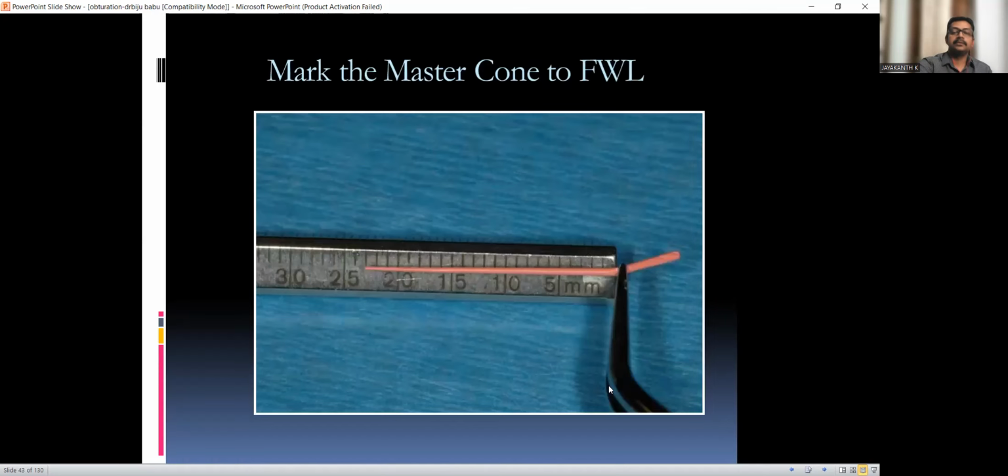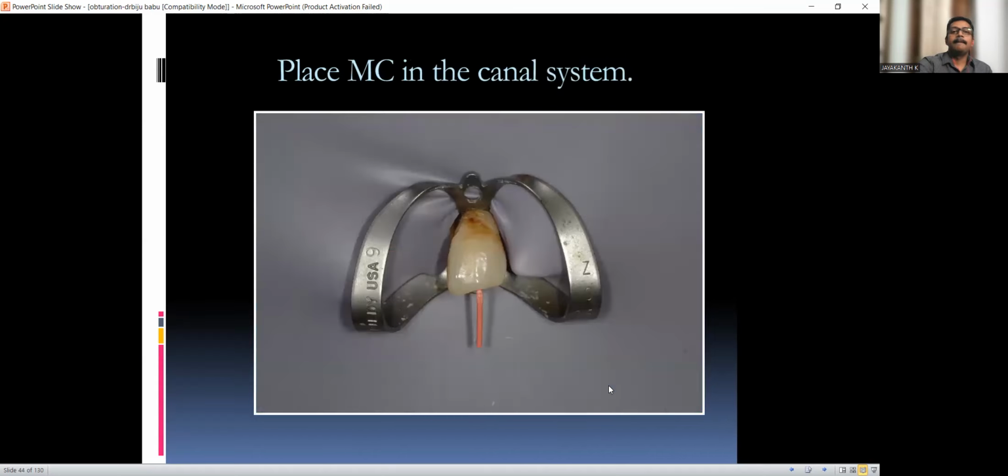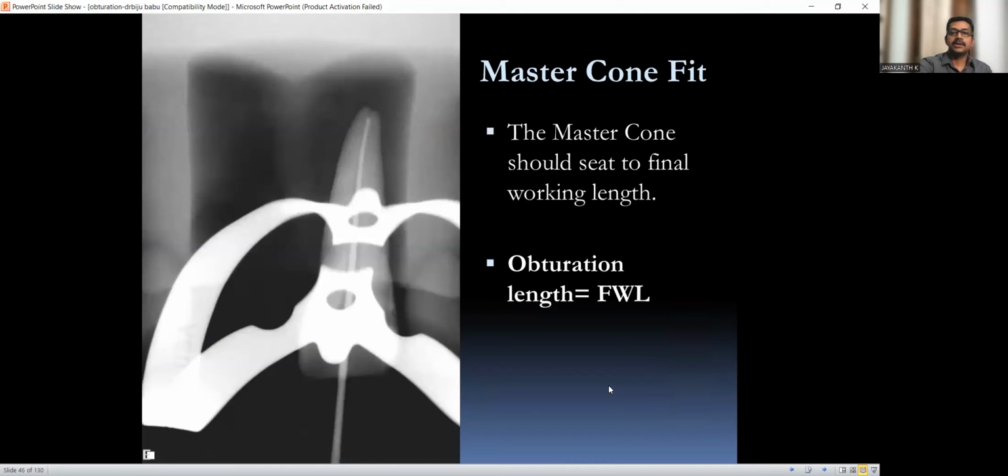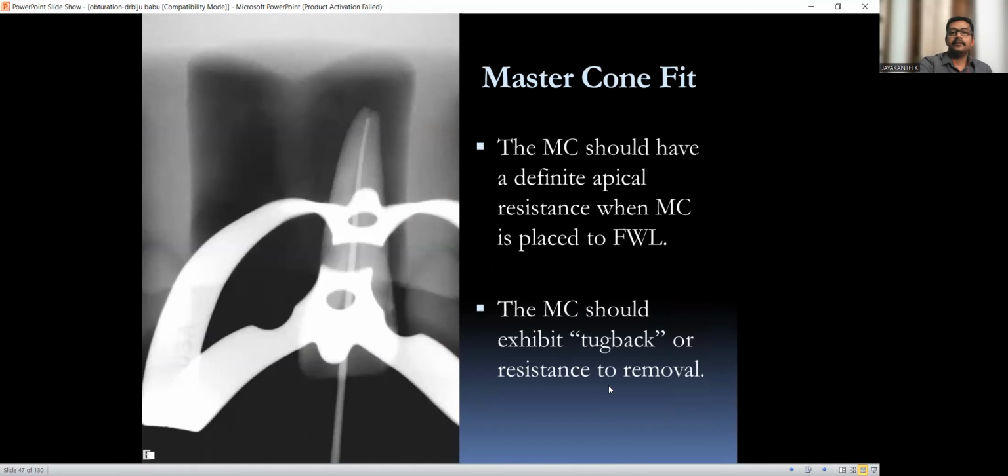Mark the master cone to the full working length on its coronal end and place the master cone in the canal system. Master cone fit is checked by taking a radiograph. Then the master cone should have a definite apical resistance when placed to full working length. This resistance to removal of the master cone while attempting to remove it is known as tug back.